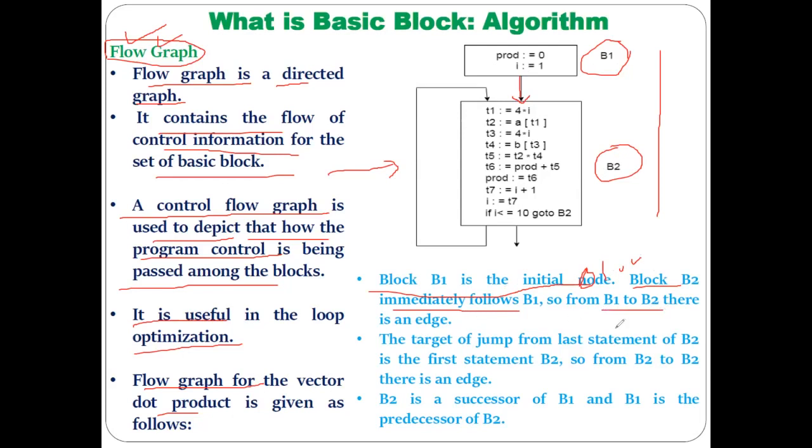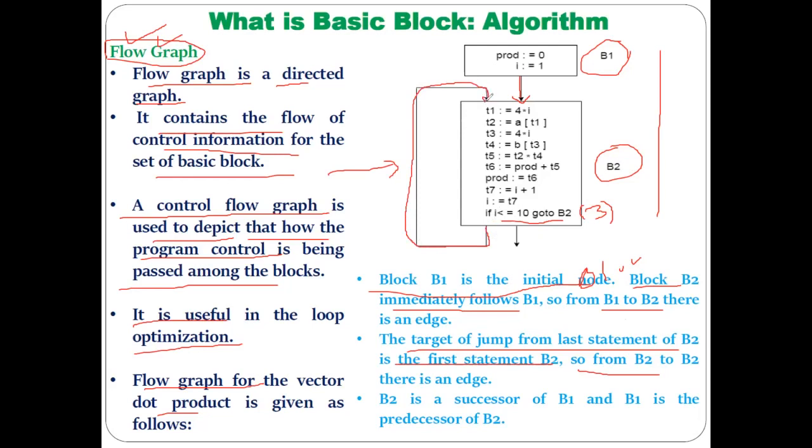Okay, then the target of the jump from the last statement of B2 is the first statement of B2. So from here you are going to jump where? Go to B2. Okay, the target of the jump from the last statement of B2 is what? The first statement of B2. That is the go to instruction number 3 that was there. So that is the reason. So from B2 to B2 there is an edge shown like this.